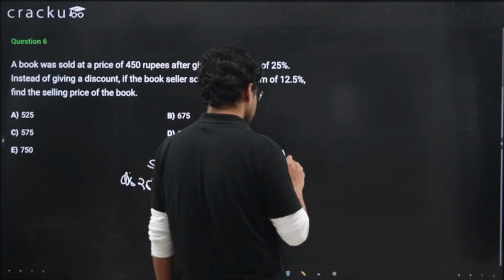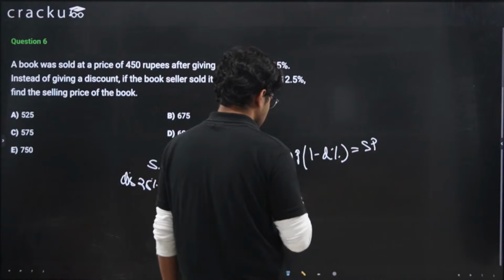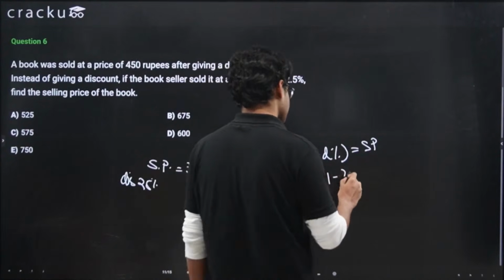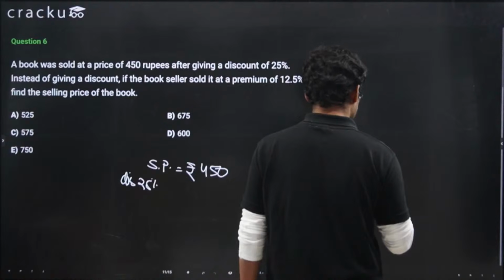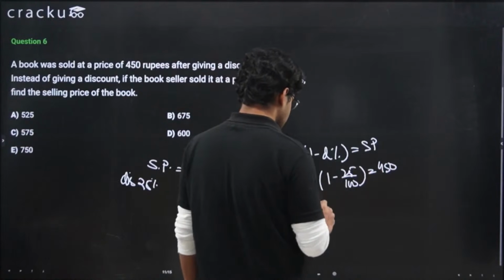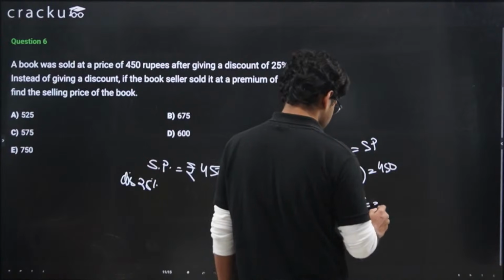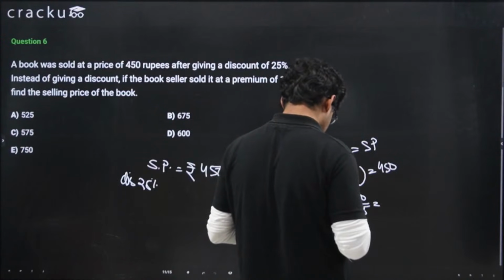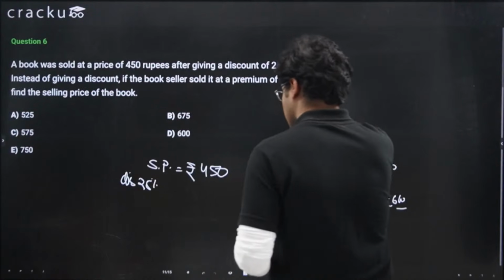So what is the marked price? Now we know marked price into 1 minus discount percentage equals selling price, or marked price into 1 minus 25 by 100 equals selling price, which is 450. Or marked price equals 450 divided by 0.75. So 450 divided by 0.75 is rupees 600. So the marked price is rupees 600.